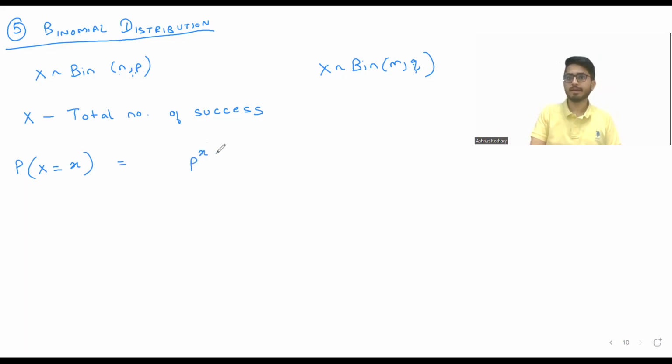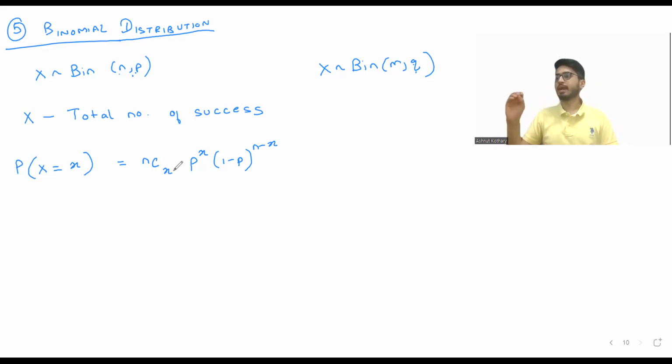p to the power x, and the remaining need to be failures: 1 minus p to the power n minus x. And we can arrange these failures and successes in how many ways? nCx ways.